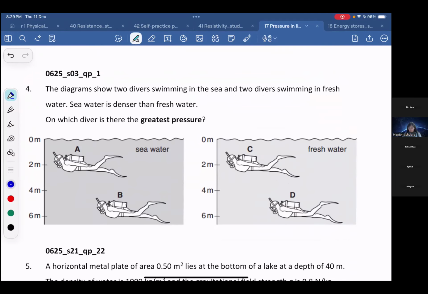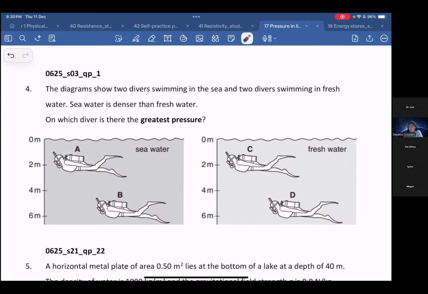Okay, so one is in seawater, one is in fresh water. Seawater is denser. So A, B, C, D, which one actually experienced the greater pressure? Correct, Angeline? Emily, no. Greater pressure. Correct, Emily, correct. Crystal, correct. Zihua, correct. Megan, no.